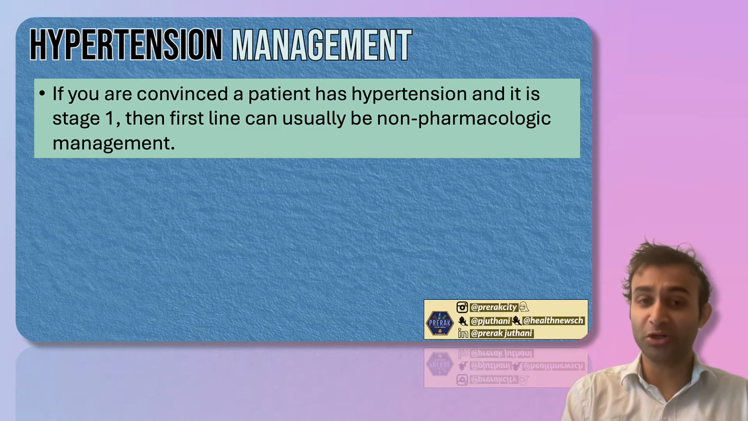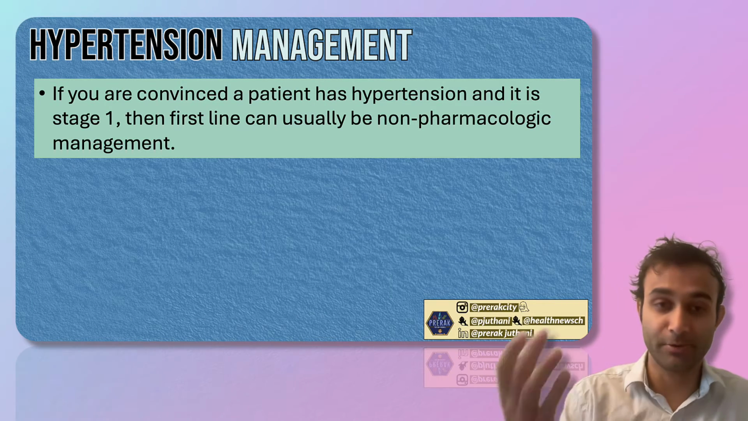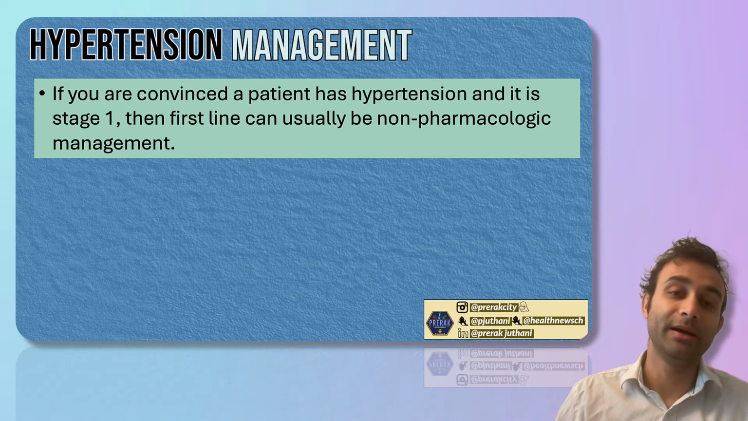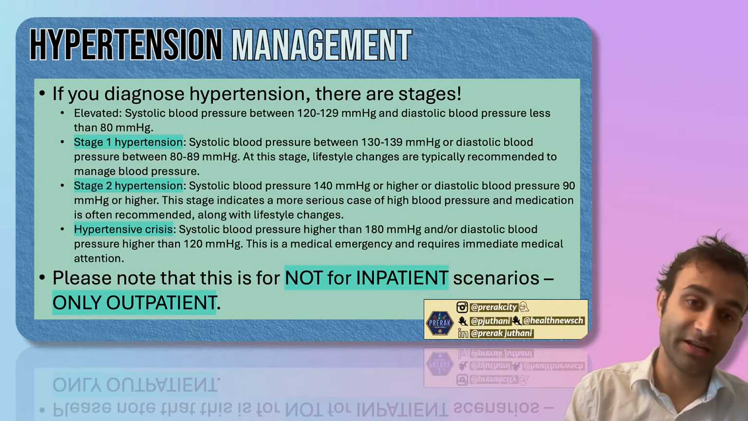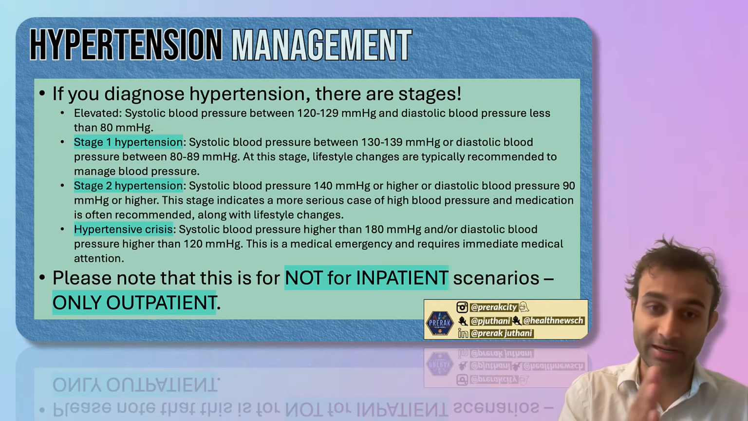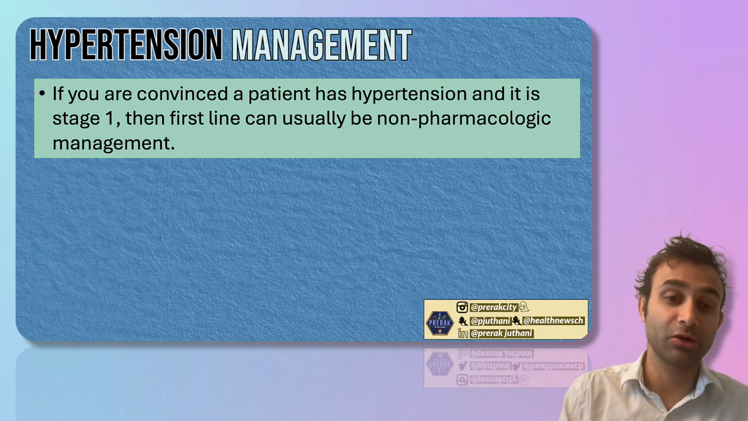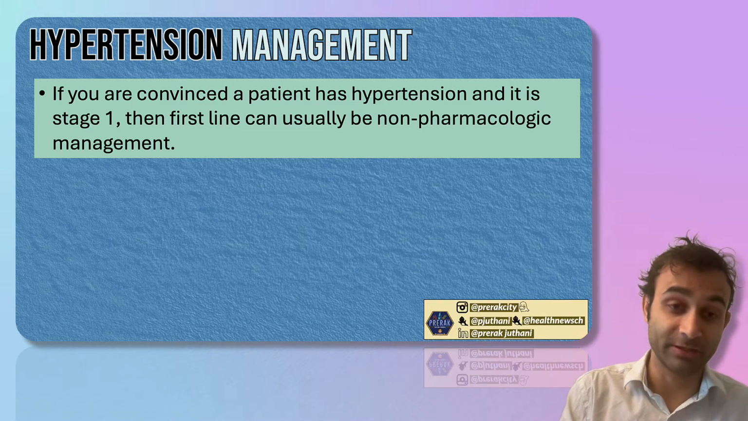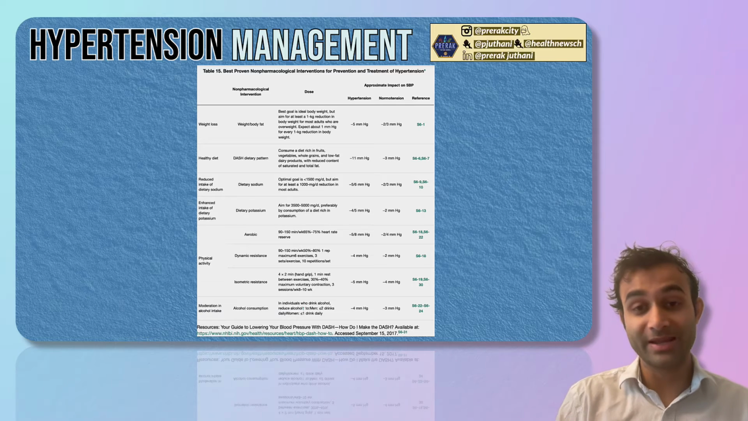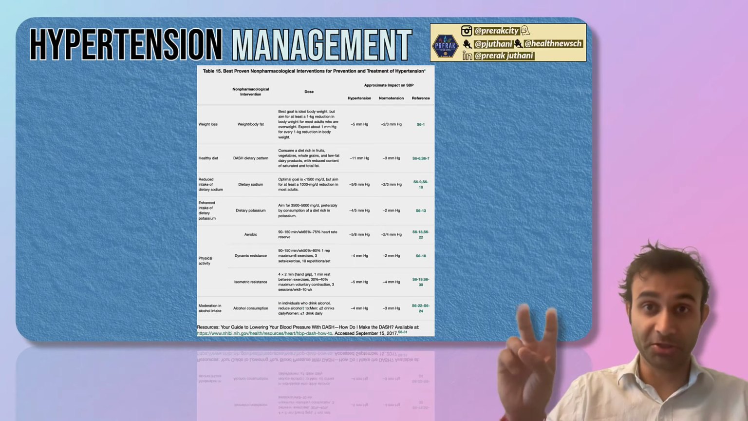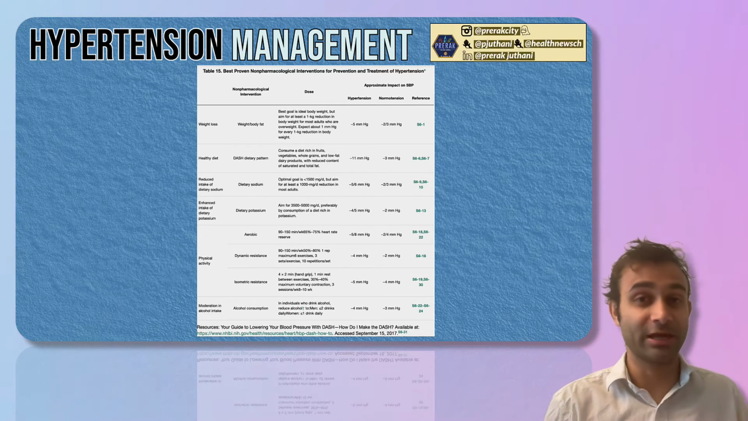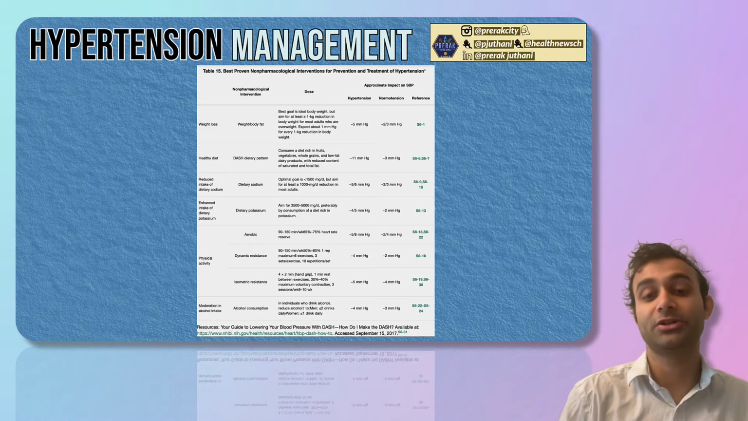So if you are now convinced that your patient has hypertension and it is stage 1, which means, we talked about the stages, stage 1 is between 130 and 139 and 80 to 89, then usually you can get away with non-pharmacologic management. So what does that mean? There's a lot of ways to address blood pressure non-pharmacologically, which usually means without the use of any medications.